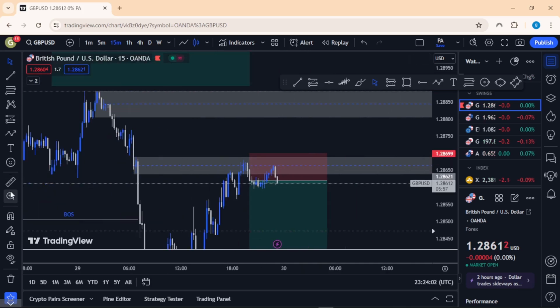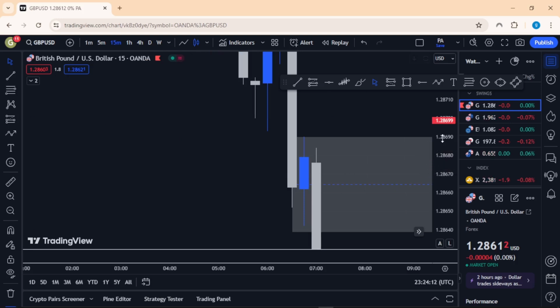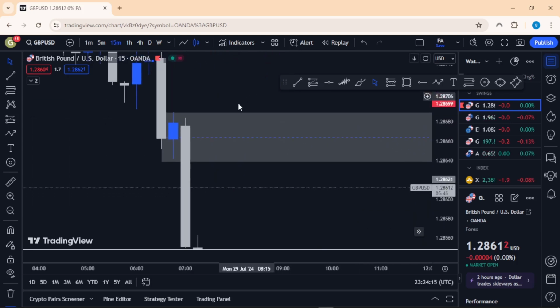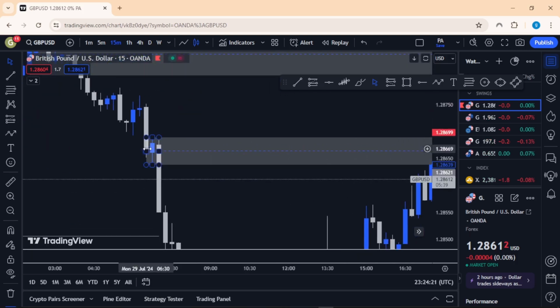You can see here was the supply area. Let me zoom into it for you to see. Here we have a supply area. You can see the bullish candle before the market started selling off. I'm sorry for that. The blue candles here are bullish, and then the white, a bit gray, are bearish. So here becomes my supply area.